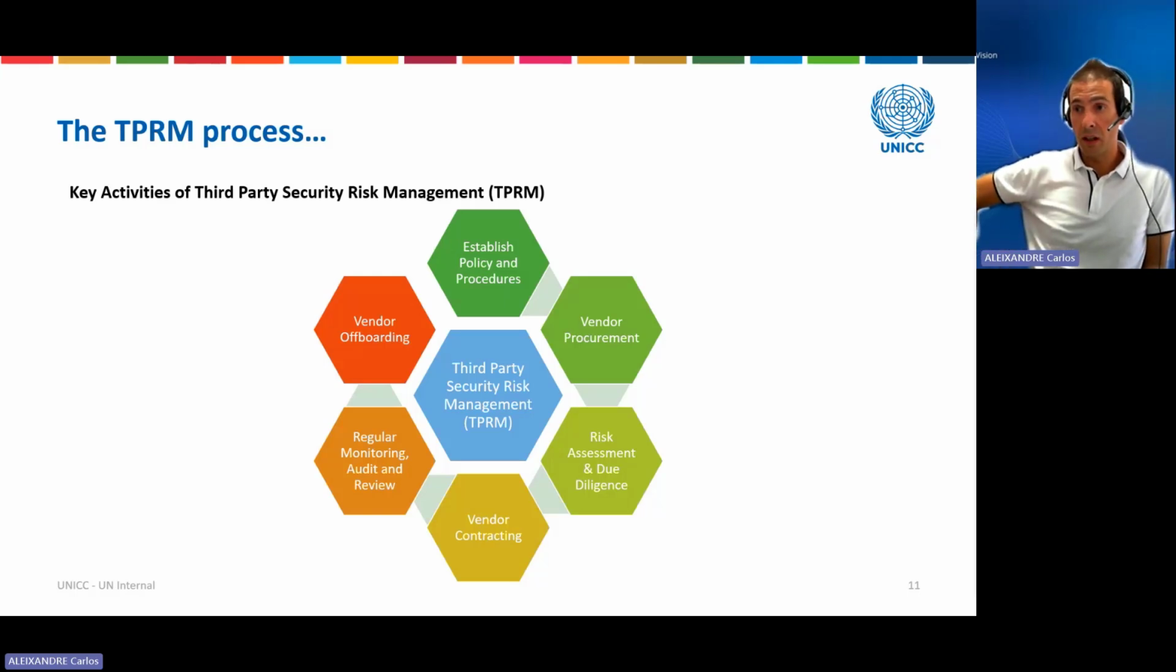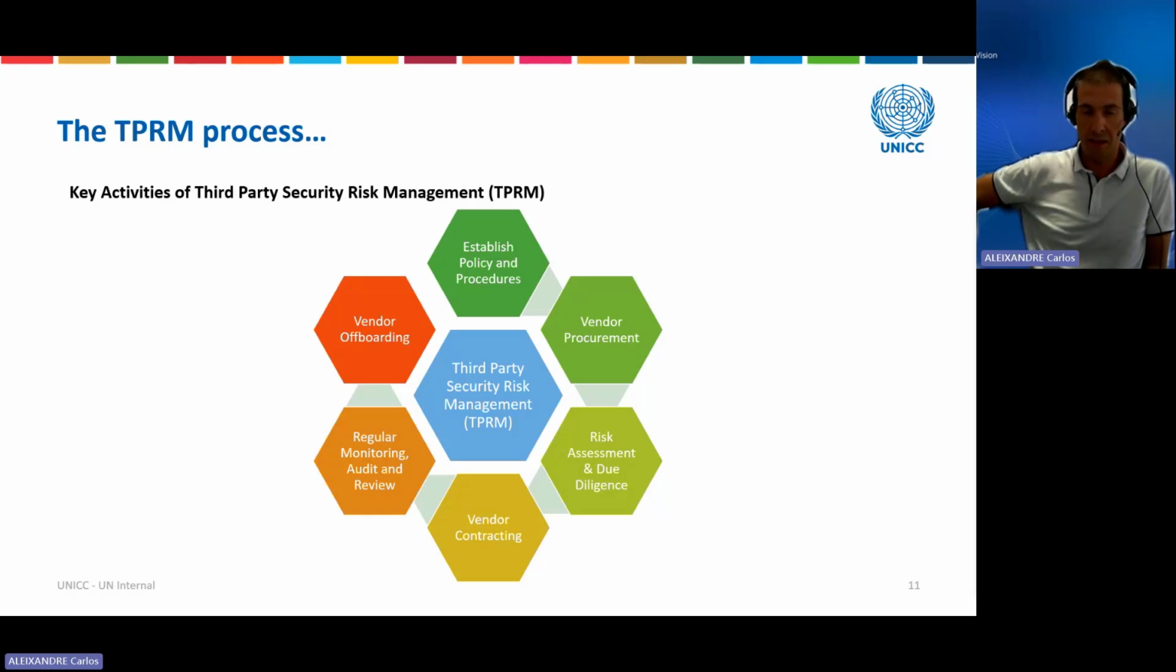Then, if all is okay, we will move to the contracting part, right? And in the contracting part, we will need to make sure that the security requirements, security clauses are added into the contract, right? And also we need to make sure that our service level agreements are properly documented and agreed with the vendor. And again, this is quite important. And also there are things to take into consideration when we engage or when we are contracting with a cloud provider. We all know that there are challenges sometimes with the big ones, and it's key to manage this properly.